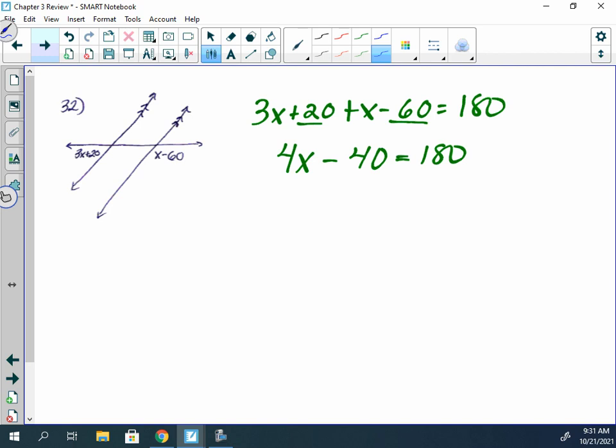Have we combined all of our like terms? Do we have all the variables on one side? I'd say yes, because where are all the x's located? On the right side. So let's get everything else away from it. The first thing I would really do is use addition or subtraction first. And we can add 40 to both sides.